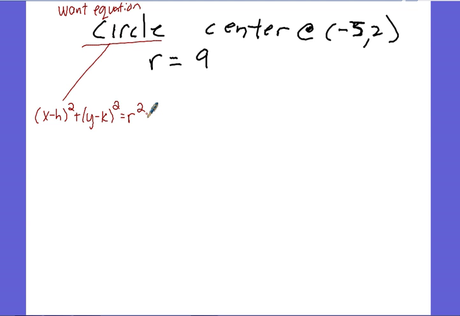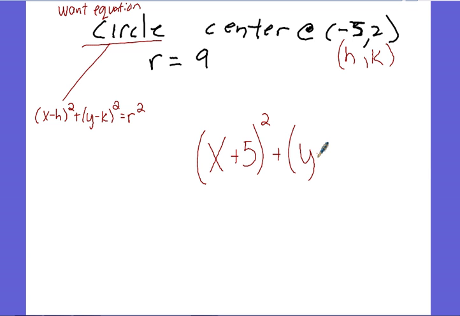Okay, do I have all the information? Yeah, I know. What does this represent? And obviously this is my r. So, based on that information, you should be able to give me the equation. Why is it plus 5? Because if it was minus a negative, it turns into plus 5 squared, plus y minus 2 squared equals 81. Why'd you get 81? Where'd you get 81 from? Because good, remember it's r squared, which is 81.